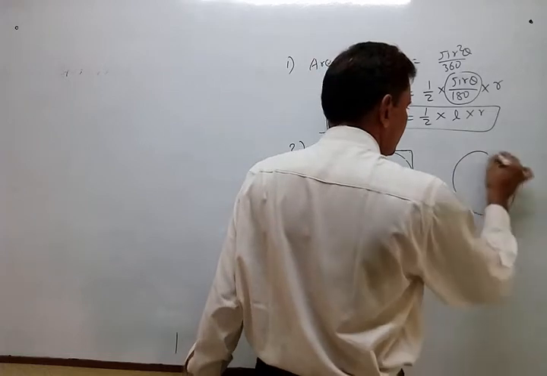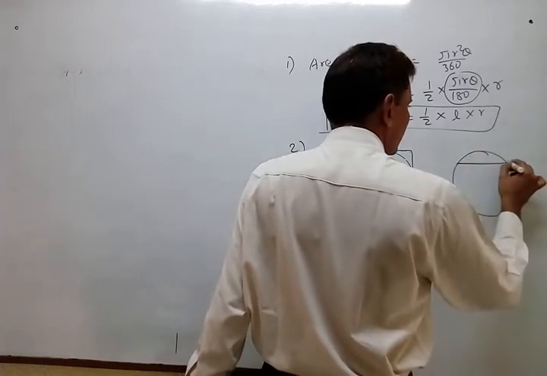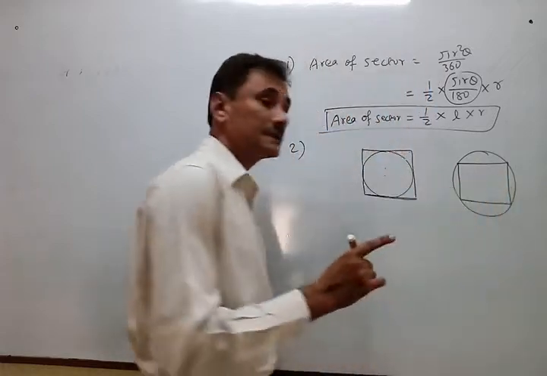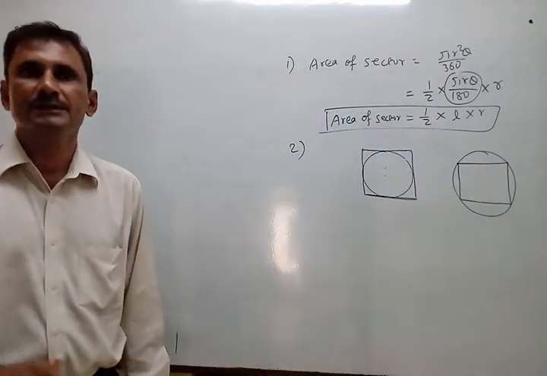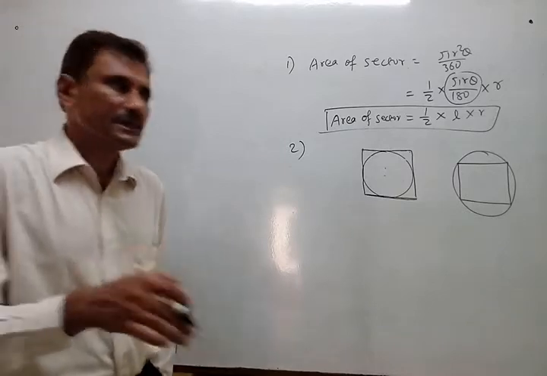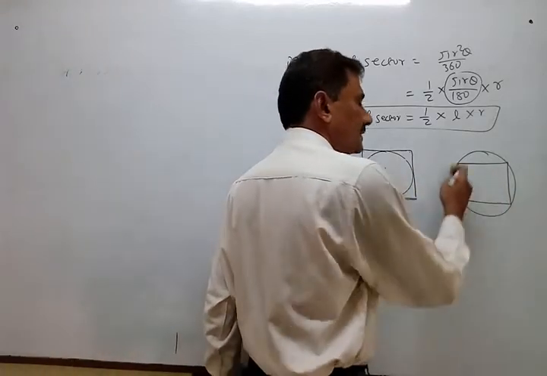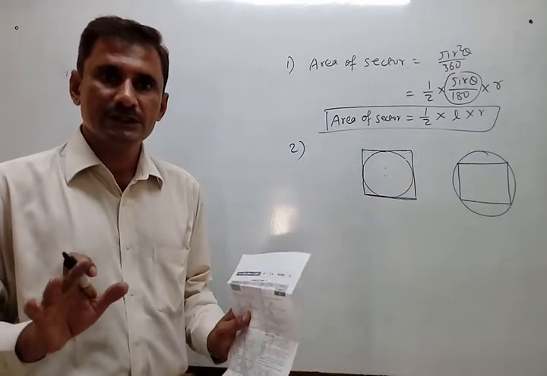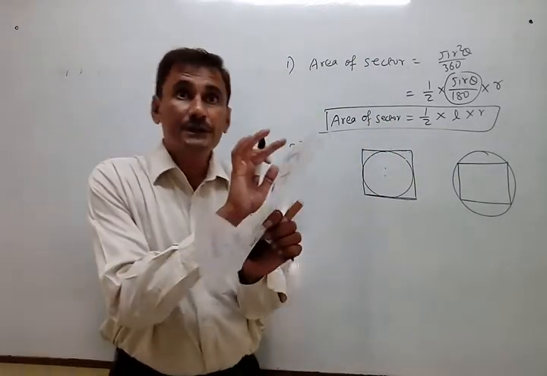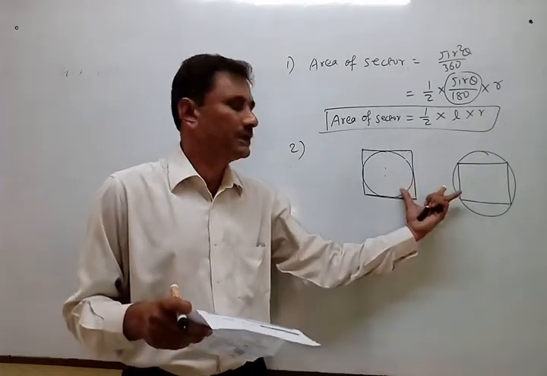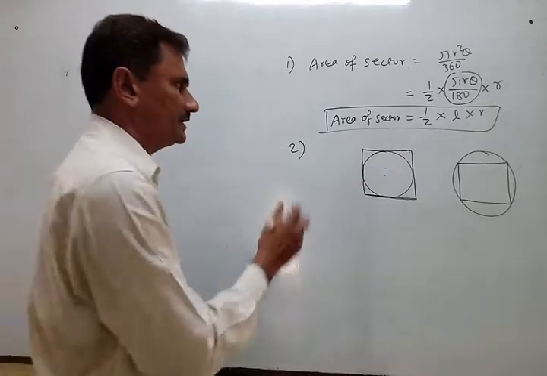Suppose a circle is given and I want to draw a square inside. So here the square is inscribed in a circle. Otherwise, circle is circumscribed to square. So you understand by the word only, or by understanding the whole statement, you can say what type of figure will be there.